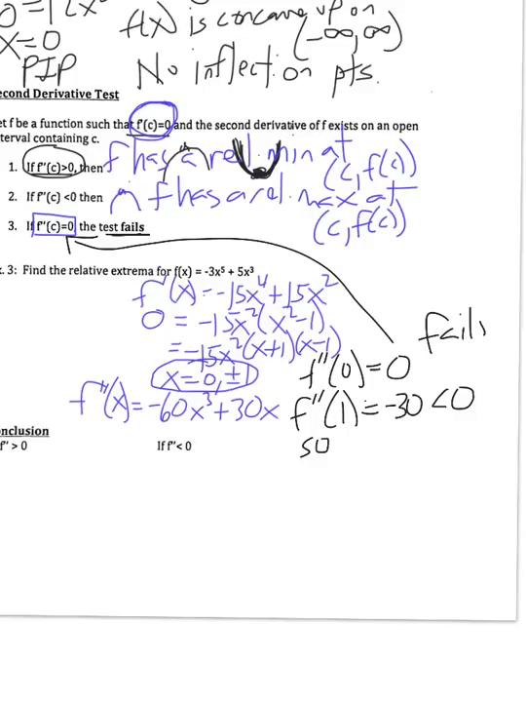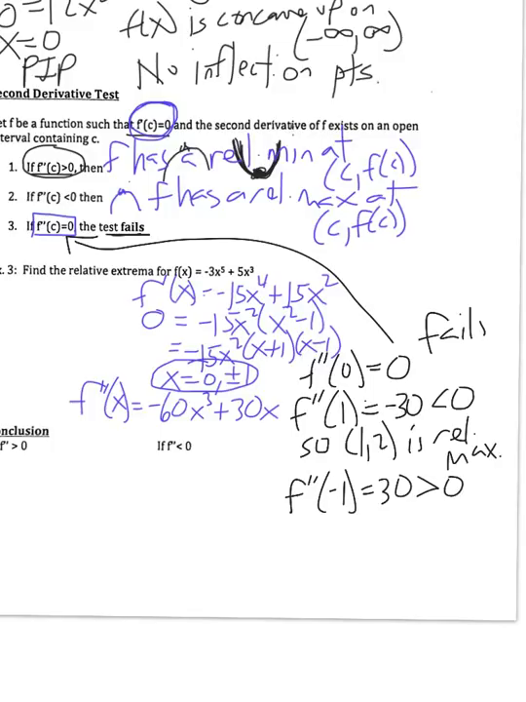And we can figure out what the y value is by plugging 1 into the original function. What that means is, so (1, 2) is a relative max using that second derivative test. Then plug negative 1 into f double prime. If you plug negative 1 in, you get 60 minus 30, you get 30, which is greater than 0. It's positive. So negative 1 is in an interval that's concave up. So that means you have a relative minimum. So (negative 1, negative 2) is a relative min.